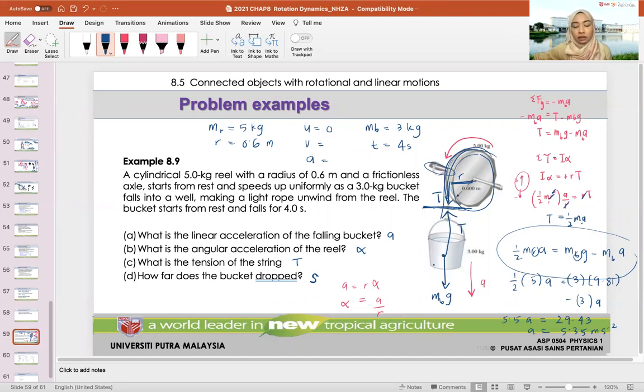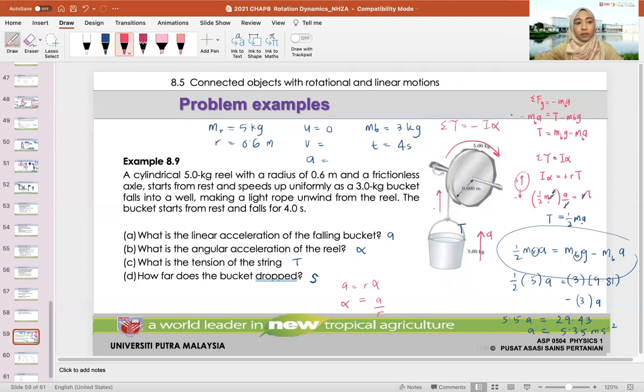Let's say the bucket was going up, right? So your A would be going up here. This guy would be going up, and therefore the rotation has to be clockwise. Then your net torque is equal to minus I alpha because it is rotating clockwise. Tu benda yang kena ingat juga, betul.